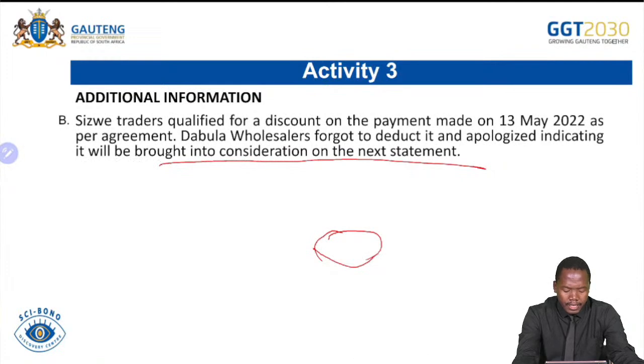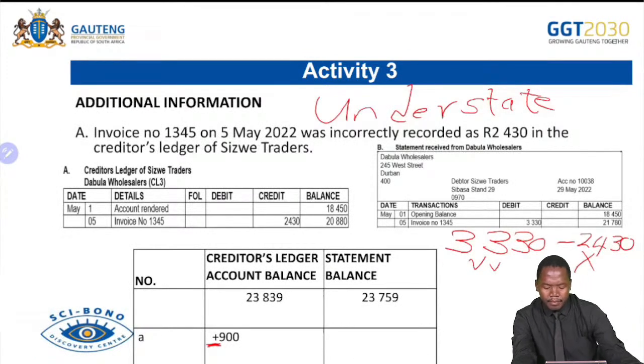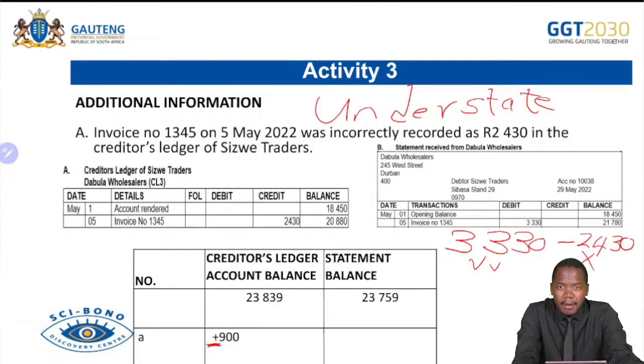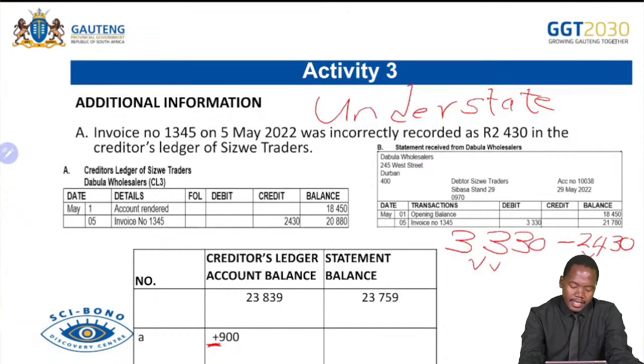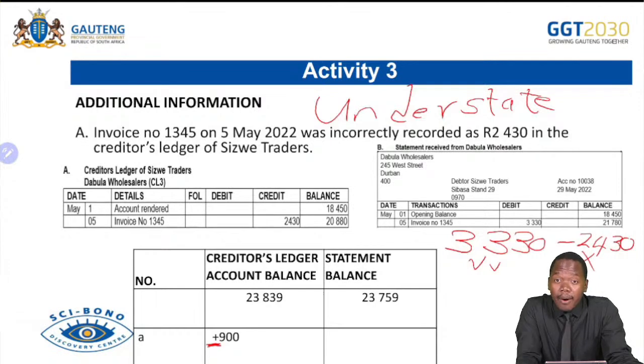Now, let's look at our next item. If we're having an invoice that has been understated, I'm going to talk about understating as well as overstating of an amount. If an invoice has been understated, remember, we first find the difference and then we add the difference. In this case, an invoice was understated in our creditors ledger, so we will record the difference in our creditors ledger.